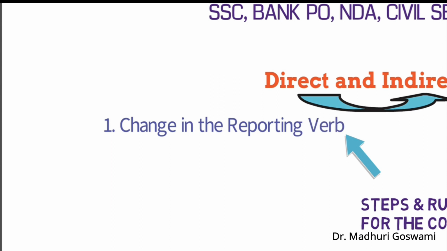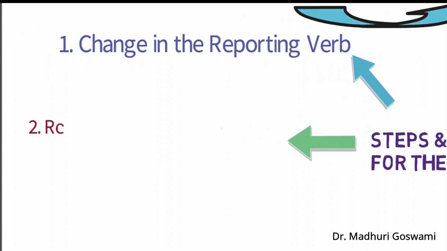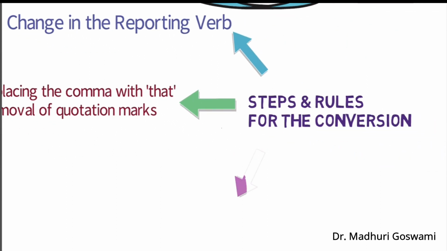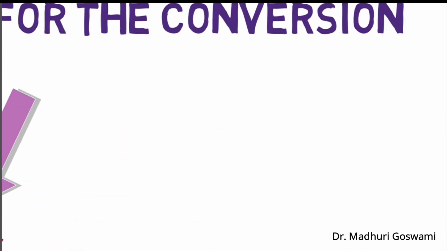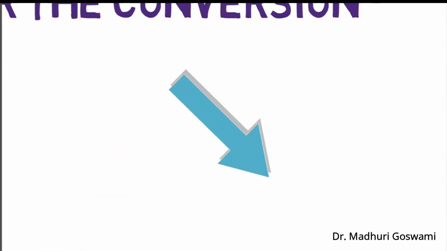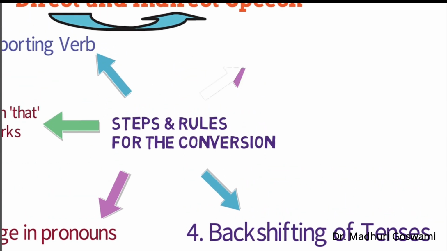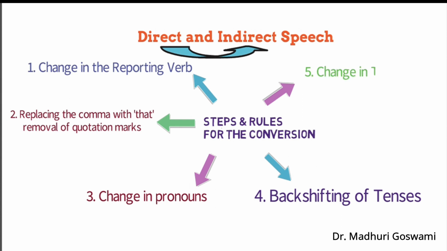The first step is identification and changing of the reporting verb as per the requirement. The second step is replacing the comma with the conjunction word that and removal of the quotation marks. The third one is change in pronouns. And the fourth step is the backshifting of tenses, that is changes in tenses as per the chart. But while applying this rule, you should keep in your mind the exceptions that we discussed. And the final step is change in the words or expressions that show the nearness in time and place.